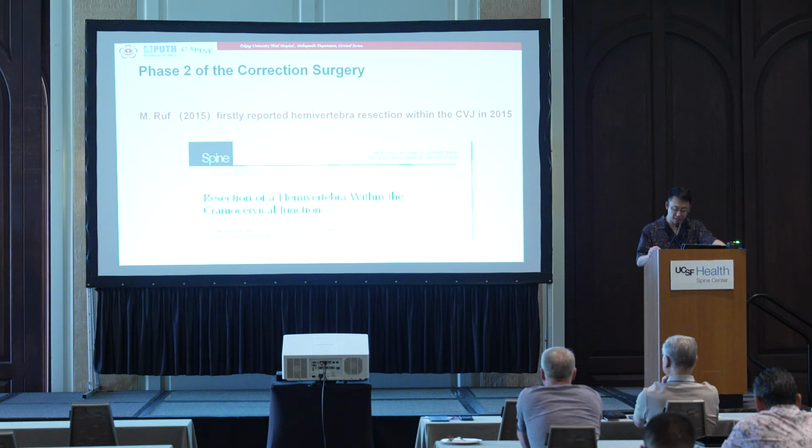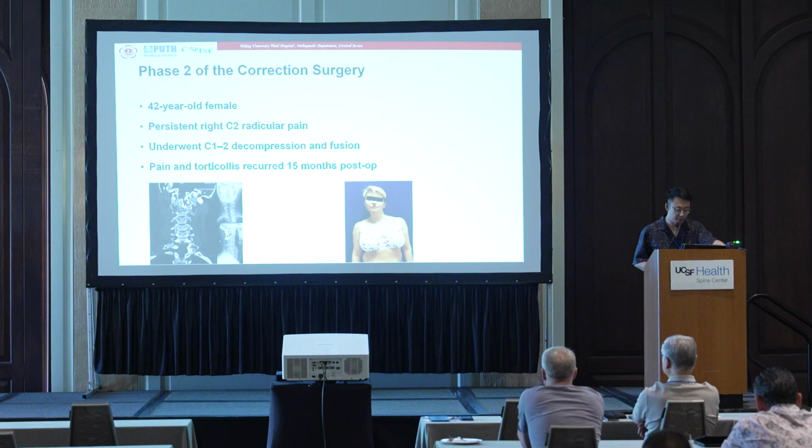A decade later, Dr. Ruf extended his experience in cervical vertebral resection to the craniovertebral junction region. In 2015, he was the first to report a successful case of CVJ hemivertebral resection in the Journal of Spine, marking another significant milestone in the surgical management of complex cervical deformities. Let's look at this case.